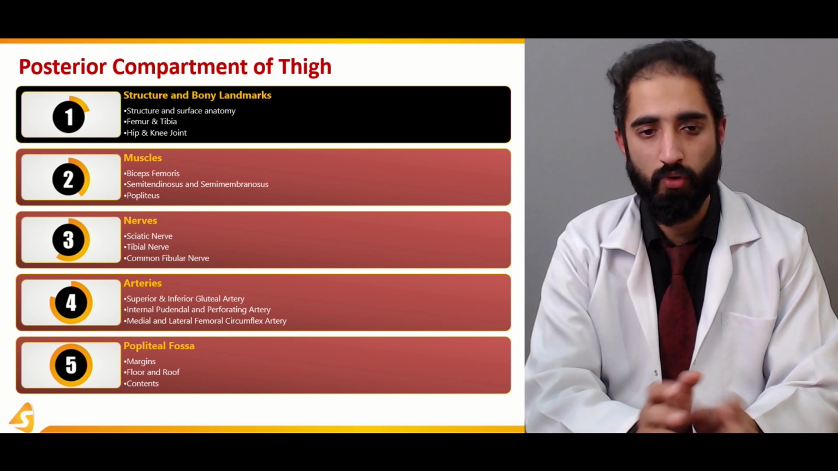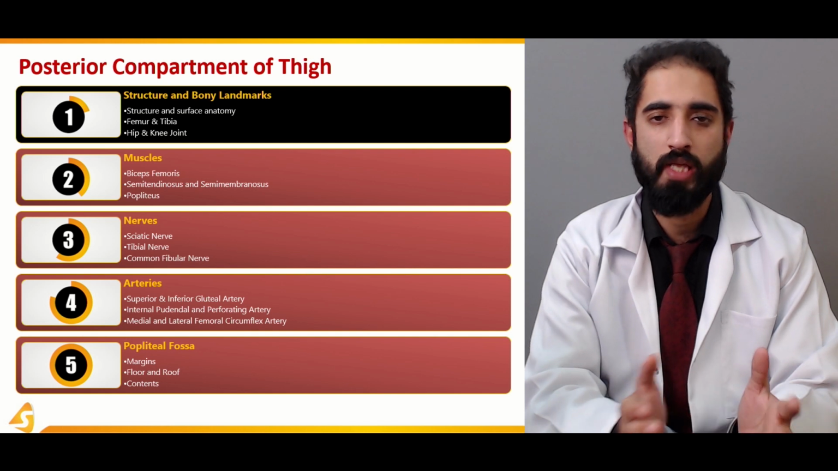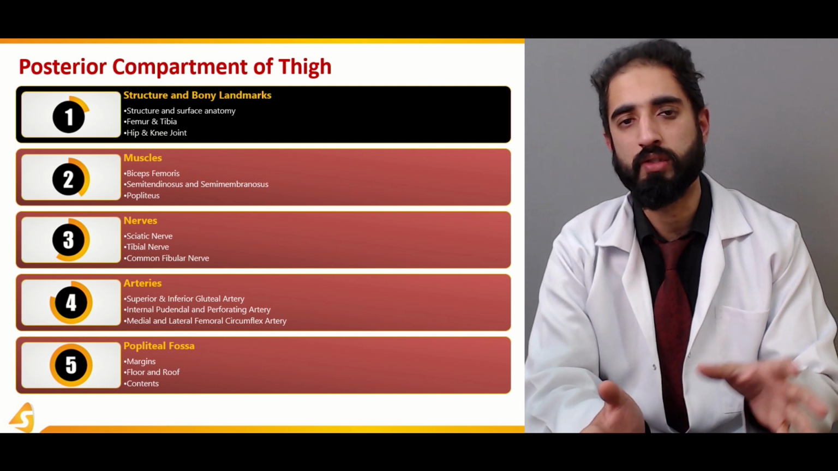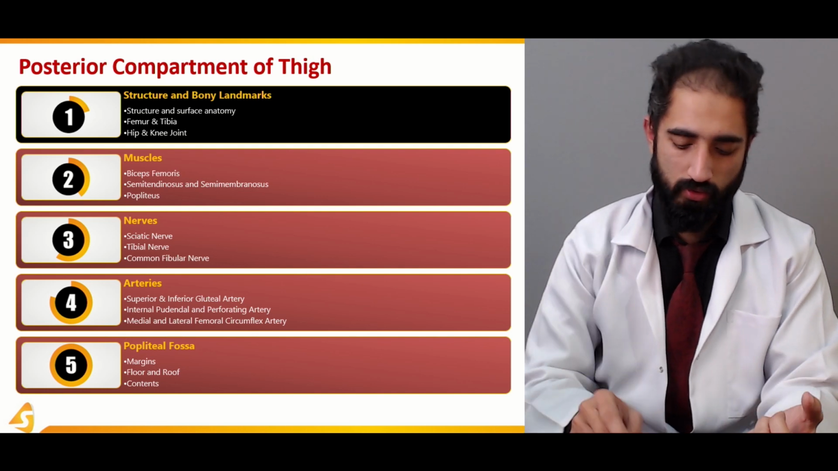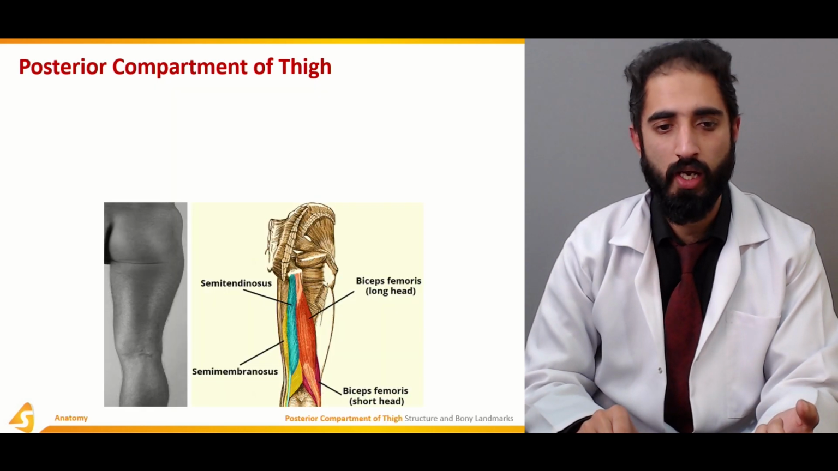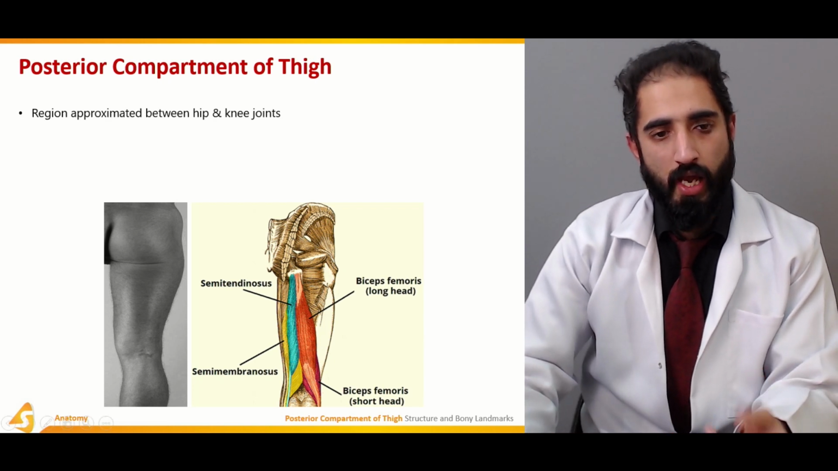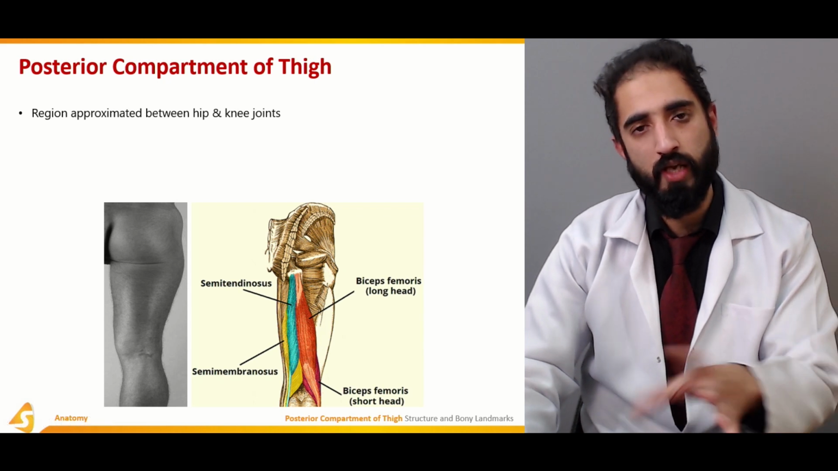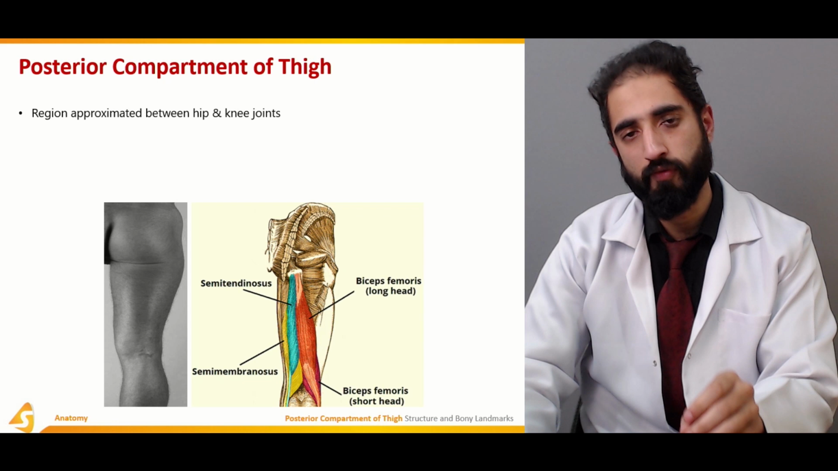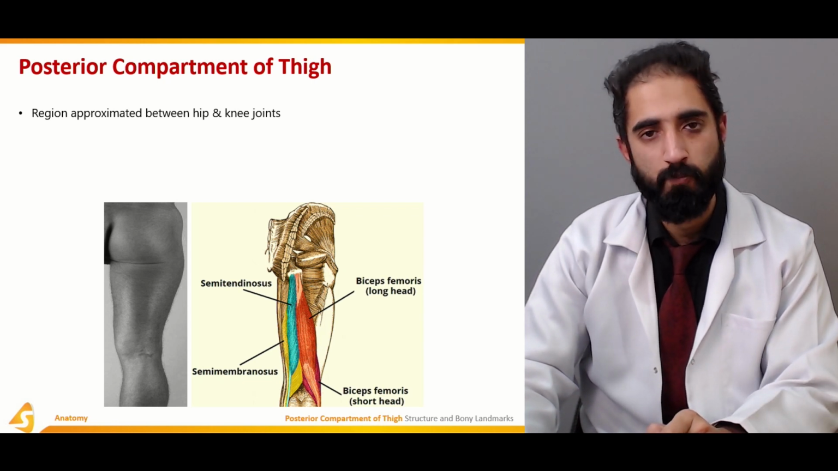We're also going to talk a little bit about the femur and the proximal aspect of the tibia. And we're also going to take a look at the hip and knee joints, because those are the two joints between which the thigh is located. So the posterior compartment of the thigh is the region between the hip and knee joints, and that is why we're going to take a brief look at them one by one in the upcoming slides.